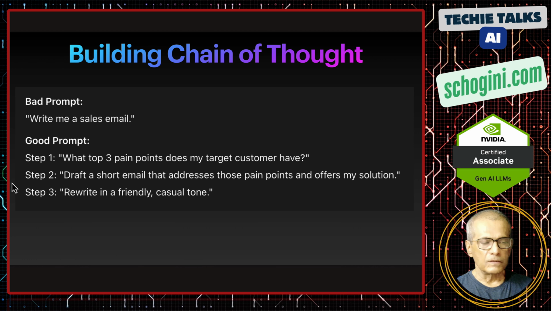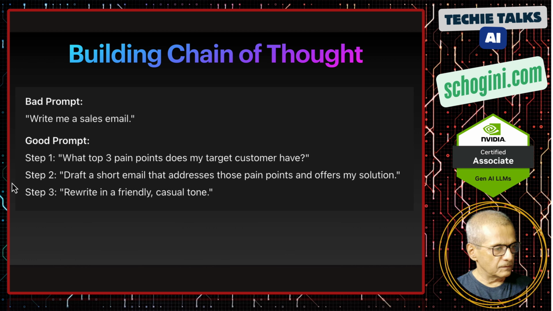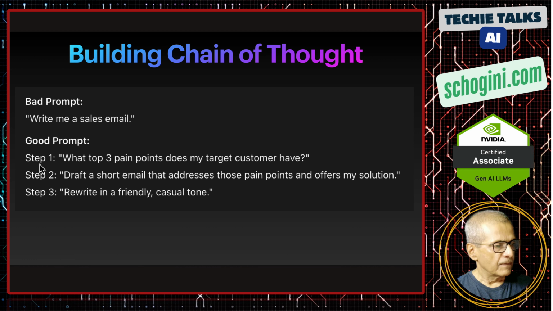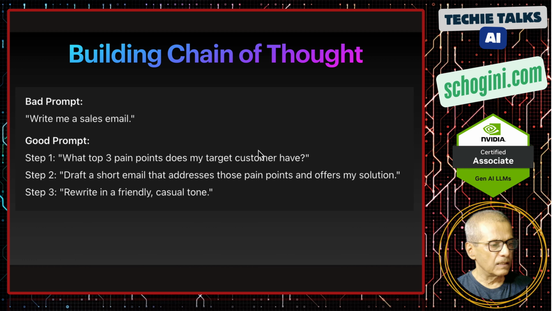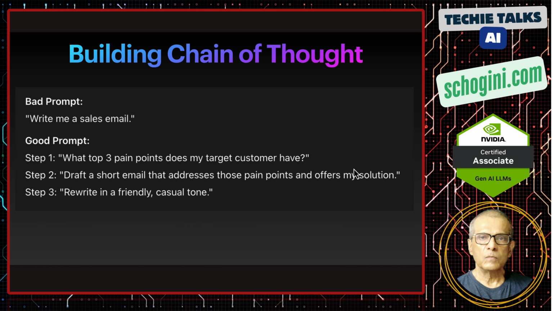Building chain of thought. Okay, so there's multiple prompting. Write me a sales email. Instead, we can ask, what top 3 pain points does my target customers have? Then draft a short email that addresses those pain points and offers my solution.